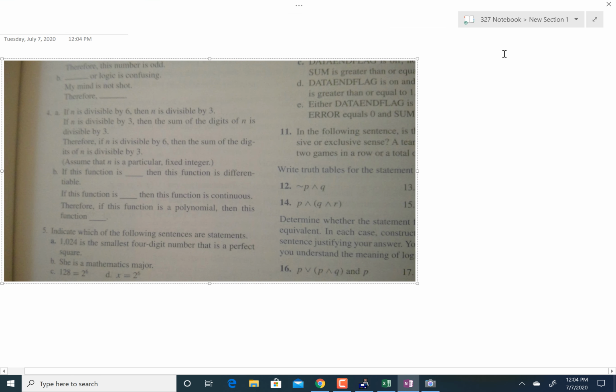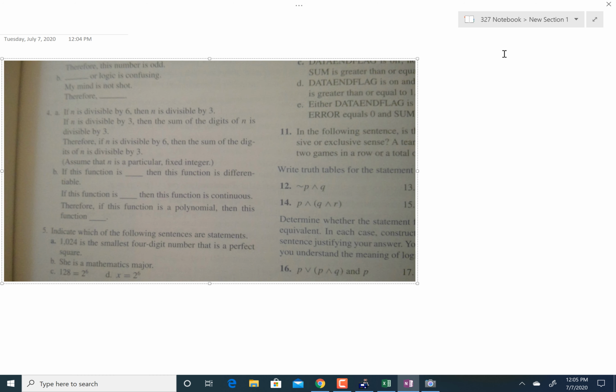If n is divisible by 6, then n is divisible by 3. If n is divisible by 3, the sum of the digits is divisible by 3. Therefore, if n is divisible by 6, the sum of the digits is divisible by 3. Assume that n is a particular fixed integer. Okay, so if n is divisible by 6, divisible by 3, clearly that's true. If n is divisible by 3, the sum of its digits is divisible by 3, that's true. Therefore, there it is, that's a true statement.